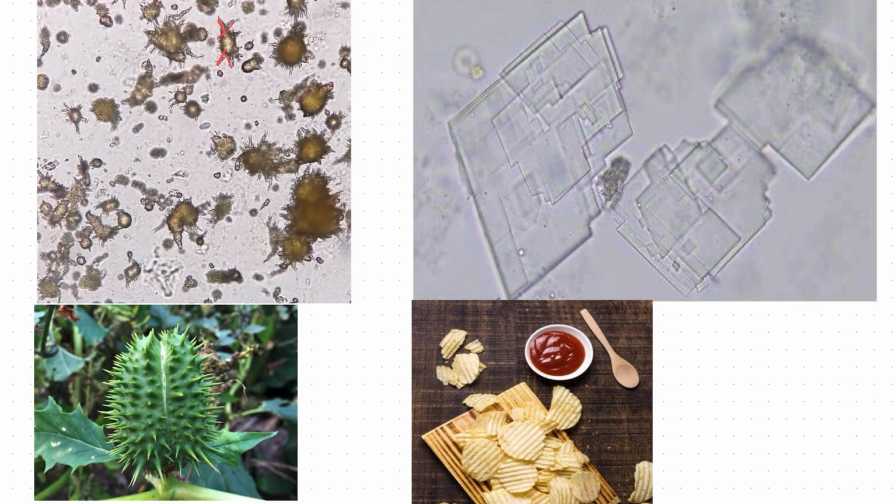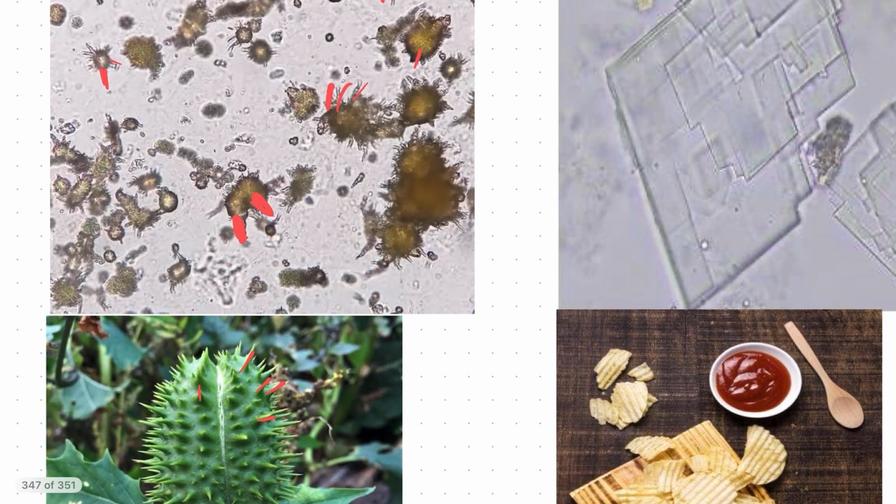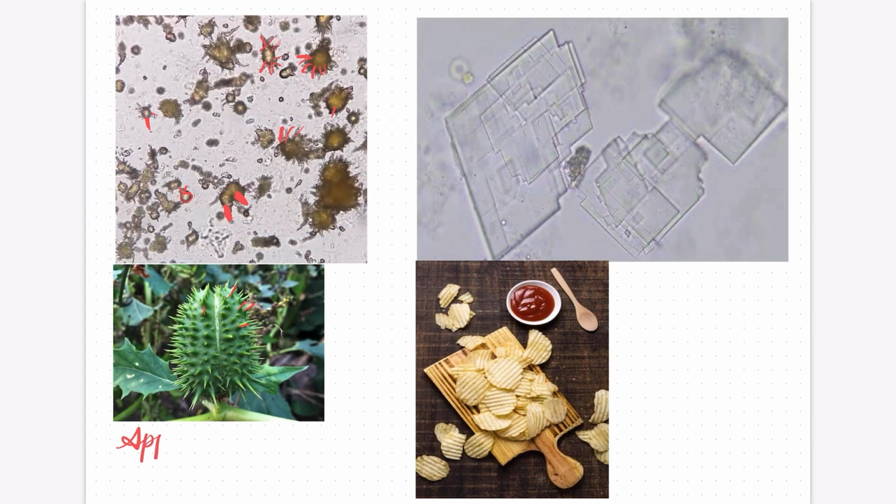And here there are thorn-like projections coming out from this crystal. It appears like an apple thorn. This is the picture of an apple thorn, which has spikes on the surface. So the apple thorn appearance is seen in ammonium biurate crystals. A for A: ammonium biurate crystals have an apple thorn appearance.